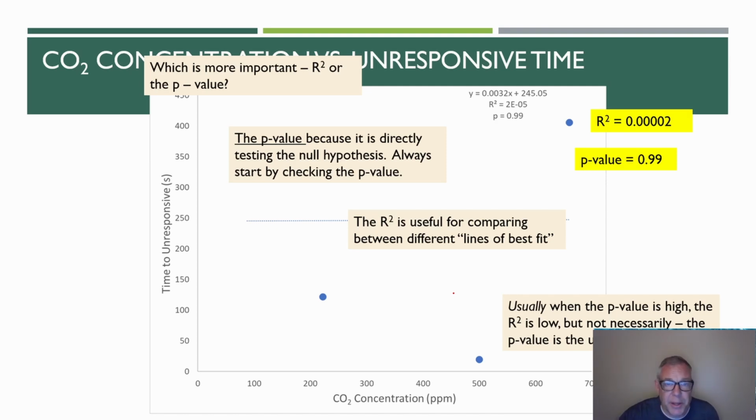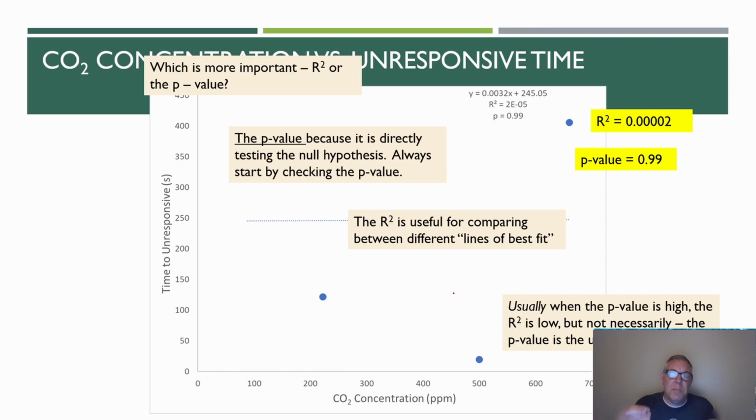And I would argue the p-value, because the p-value is the same p-value we've been using. It tests the null hypothesis. And so we always start by checking the p-value. The R-squared is useful because it's good for comparing different lines of best fit. Earlier, we saw a couple different lines, and one had a better R-squared than the other.